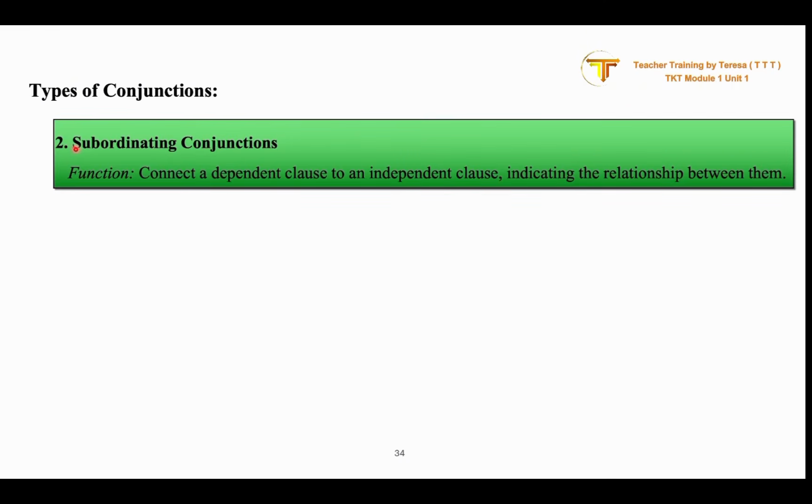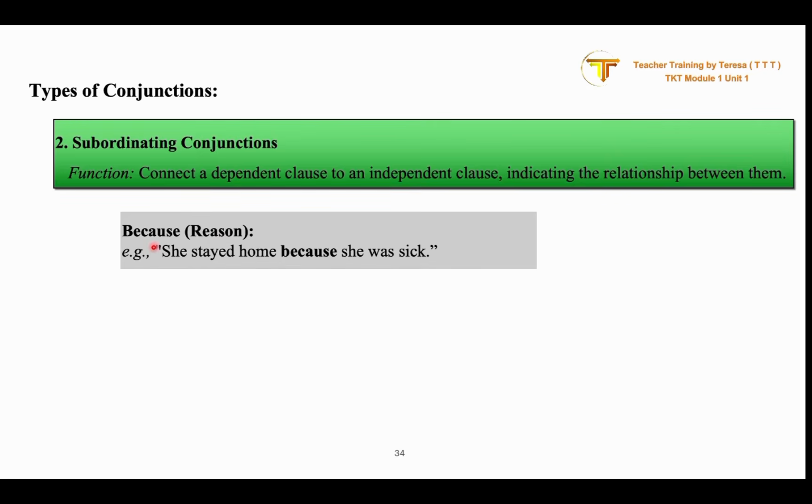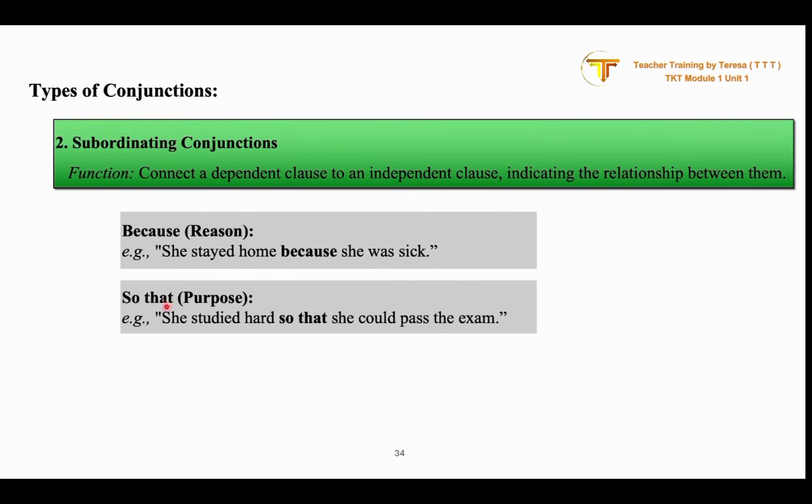2. Subordinating conjunctions. Function: connect a dependent clause to an independent clause, indicating the relationship between them. Because, reason. She stayed home because she was sick. So that, purpose. She studied hard so that she could pass the exam.